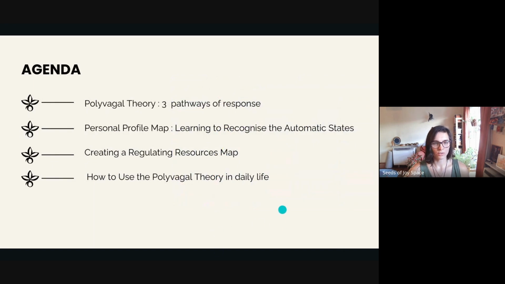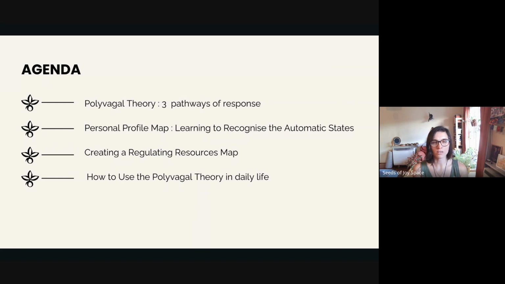So let's have a look at the agenda. First, we are going to look at the polyvagal theory. We're going to discuss the three pathways of response as per Dr. Stephen Porges, who developed this polyvagal theory, which I will talk about more in a moment. And then after that, we will look at creating a personal profile map so you can start recognizing your autonomic states. And then we will also have a look at creating a regulating resources map, which you can refer to afterwards in your daily life.